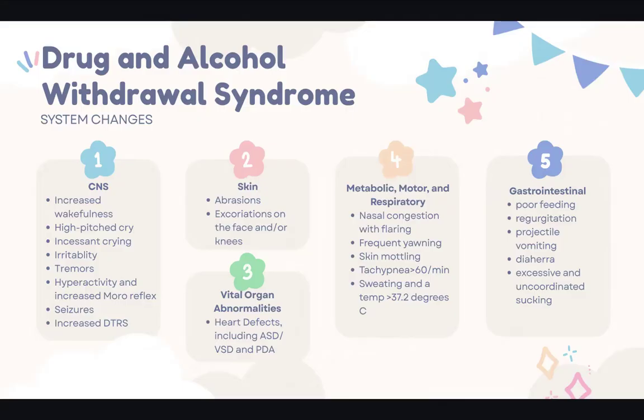Any metabolic or respiratory issues that you'll see would include nasal flaring, excessive yawning, mottling of the skin. They may even have tachypnea, sweating, or a fever. And then GI, we're looking at poor feeding, regurgitation. They may have projectile vomiting. They may have profuse diarrhea and excessive uncoordinated sucking.